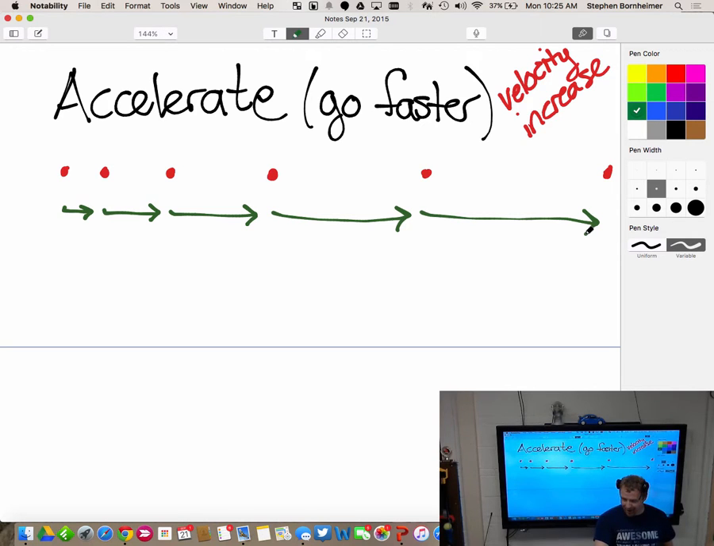When we look at arrows in this class, in physics, we give them a special name. It's a cool name. It's called a vector.